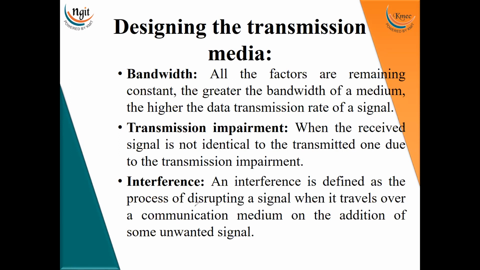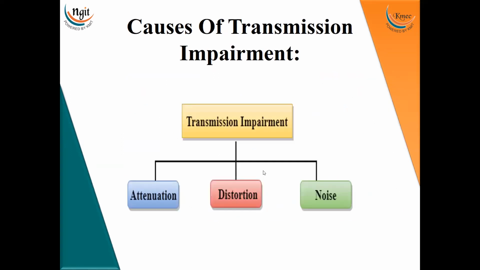What is meant by interference? It is defined as a process of disrupting a signal. When a signal is traversed over a communication media, for example, if we have a transmission of data and we get any unwanted signal, that unwanted signal we call interference. These are the three main factors we have to consider for designing the transmission medium.